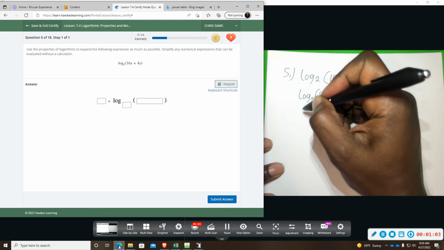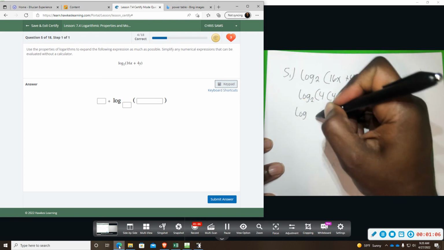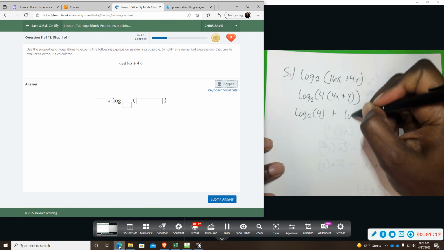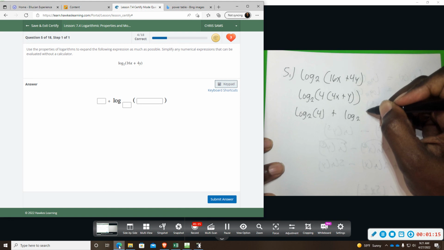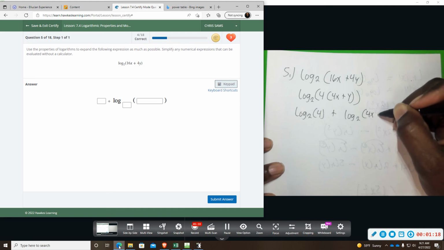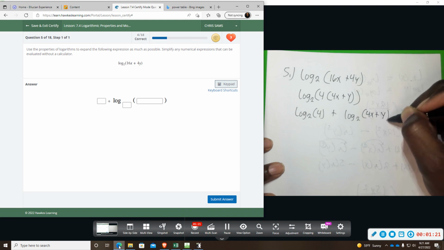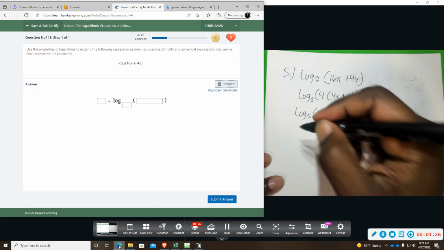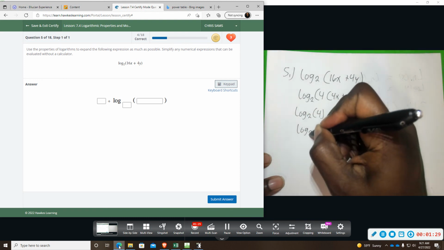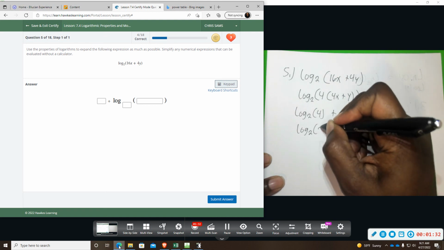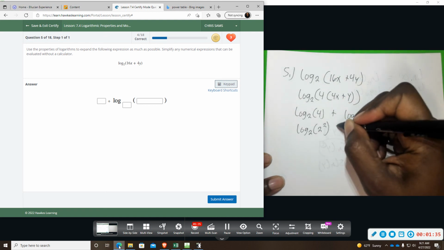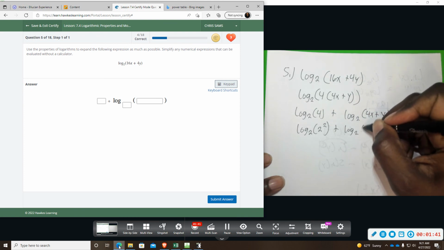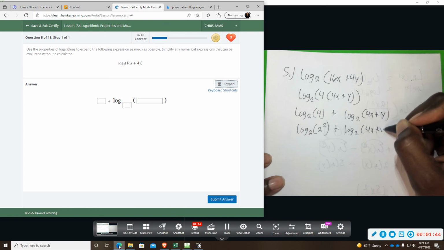So now we can do something: log base 2 of 4, and then plus log base 2 of 4x plus y. 4 can be rewritten with a base of 2. We can write that as 2 squared. So we have log base 2, and then instead of 4, we're going to write it as 2 squared. Then plus log base 2 of 4x plus y.